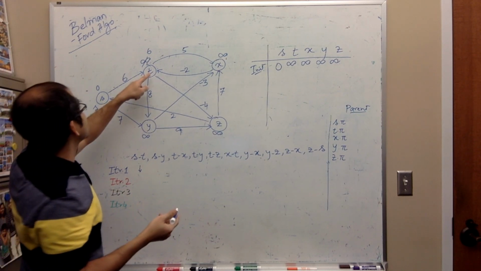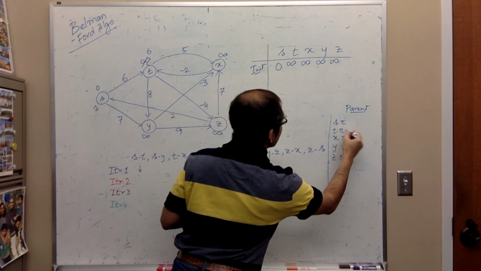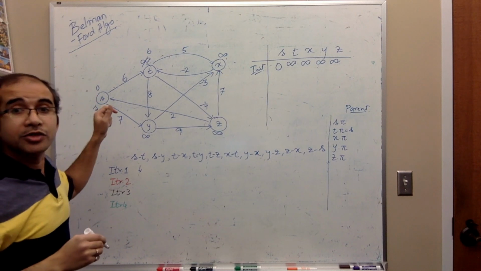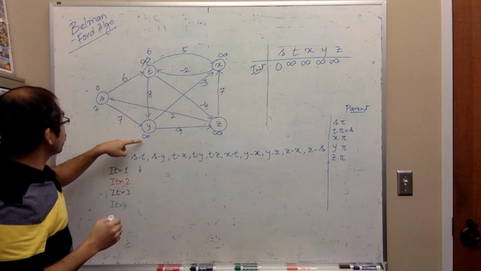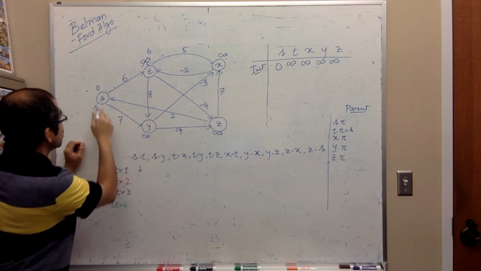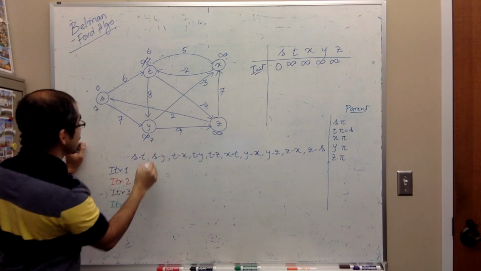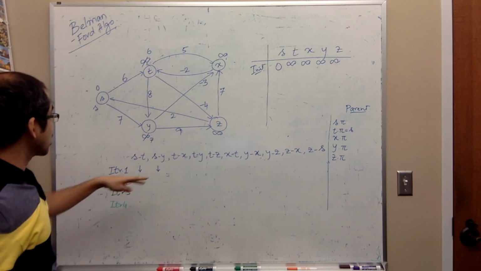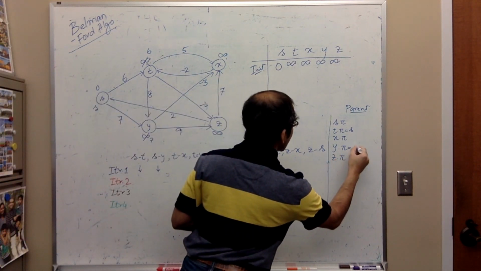And now T's parent is S, so t.pi equals s. Now similarly here for Y, 0 plus 7 is 7, which is less than infinity, so this one will also change. For s to y the distance estimate is reduced. We got a shorter distance estimate, so Y's parent is also S.